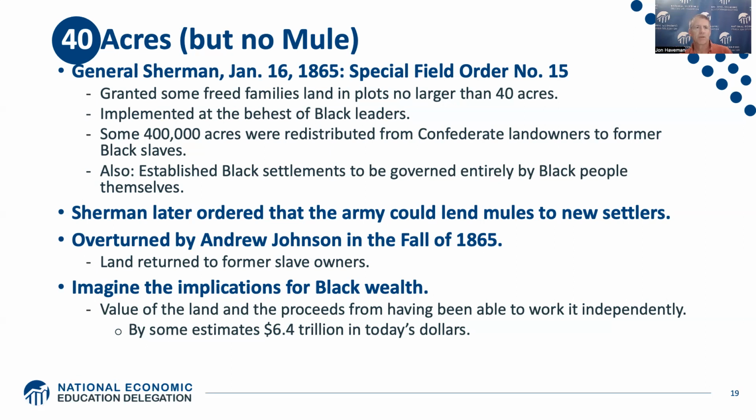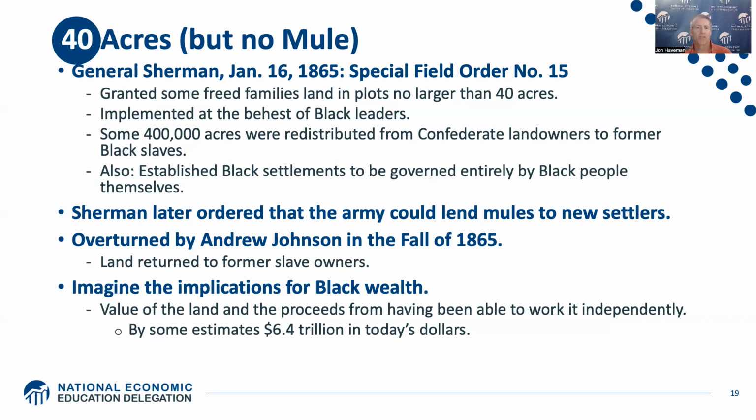Right. Well, 40 acres lasted for a short while. It was overturned by Andrew Johnson in the fall of 1865. And I'm sure that, I don't remember when John Wilkes Booth died, but if he was aware of this, I'm sure that he was very proud of himself, right? Because that would not have happened had Abraham Lincoln not been shot.